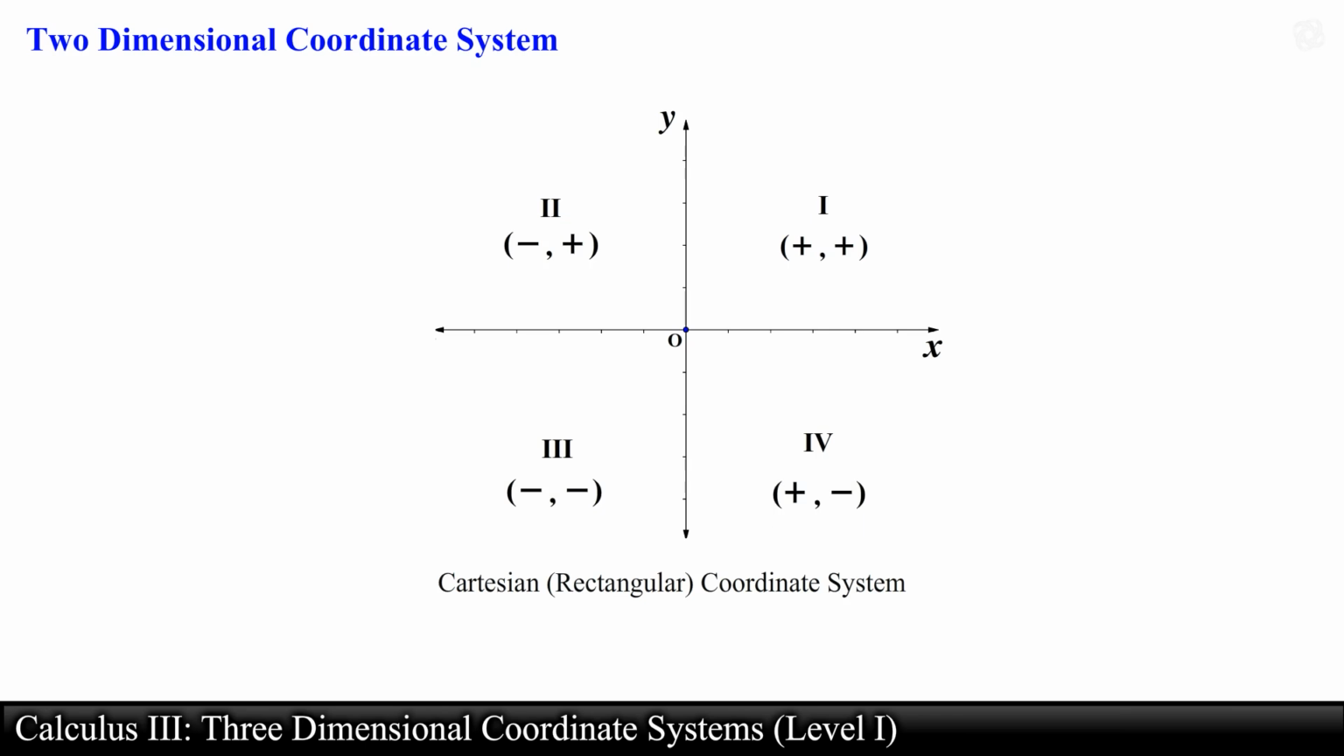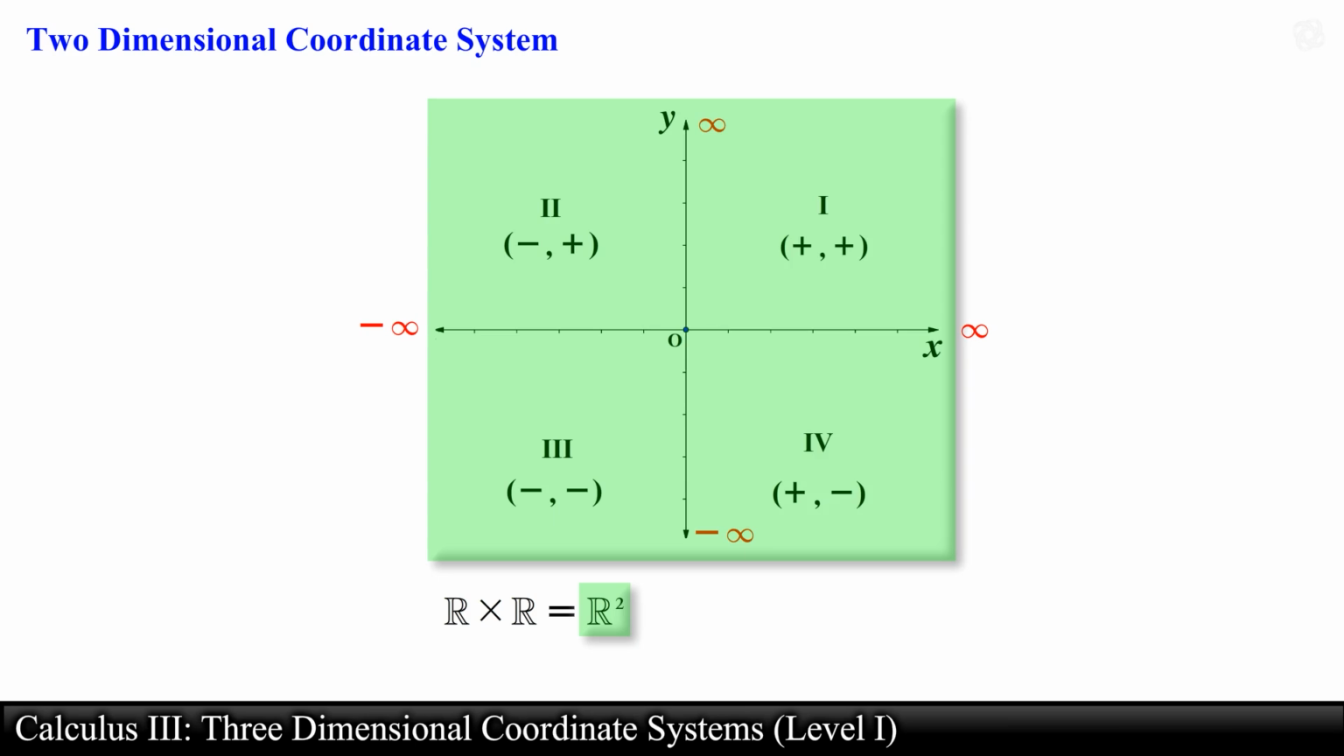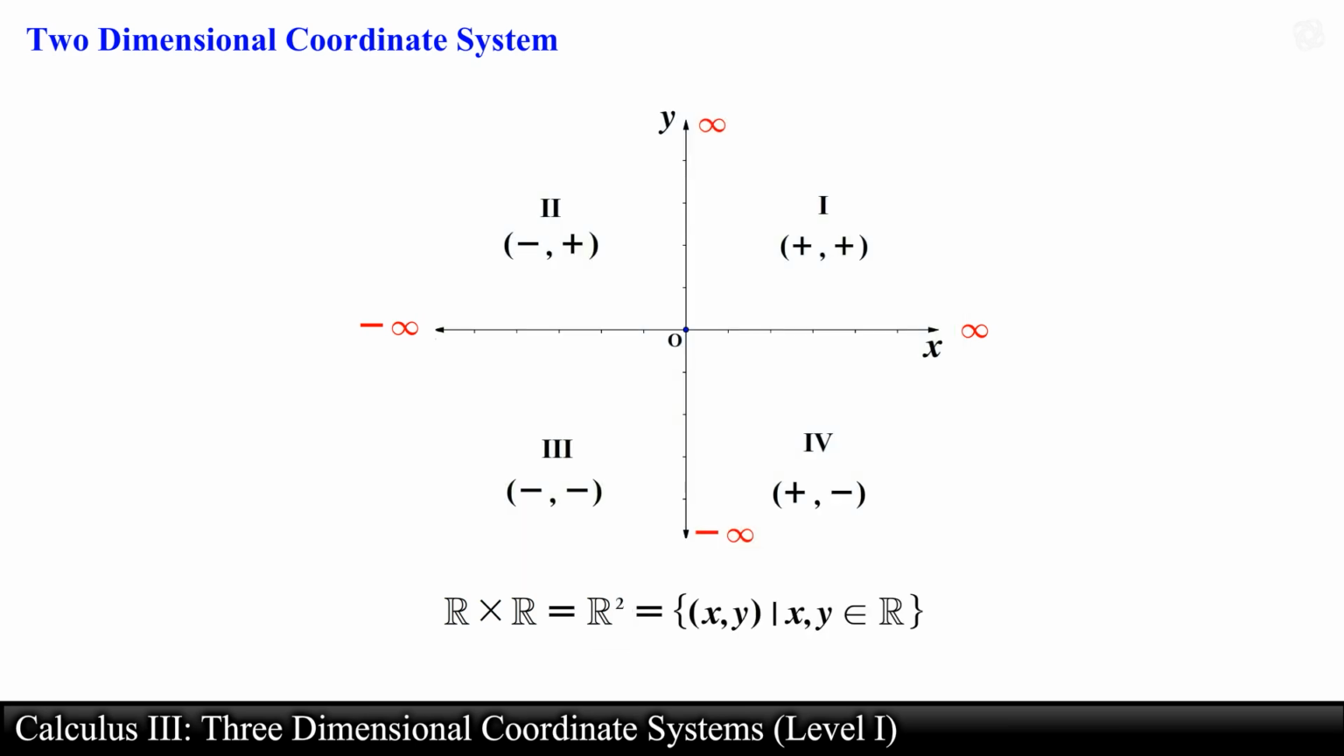In a two-dimensional coordinate system, you are free to move along two lines, infinitely to the left, infinitely to the right, infinitely up, and infinitely down, as opposed to just one line, like that in a one-dimensional coordinate system. Mathematically, we can define all the points in a two-dimensional coordinate system by the Cartesian product R times R, or R squared, where R squared represents the xy plane, and it consists of all the ordered pairs where the values of x and y are elements of the real numbers.